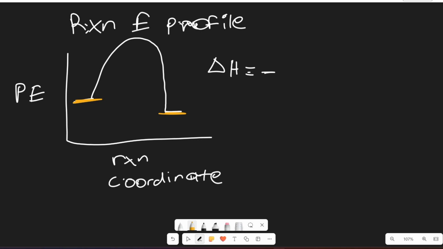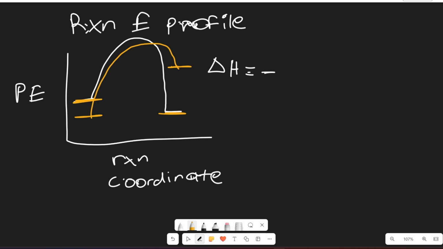And then for the difference, let me just draw in another color here. I will draw an example of an endothermic reaction, and in this case you would have your reactants here, you'd have another curve here, then your products would be up here. So we would have higher potential energy of our products than our reactants.